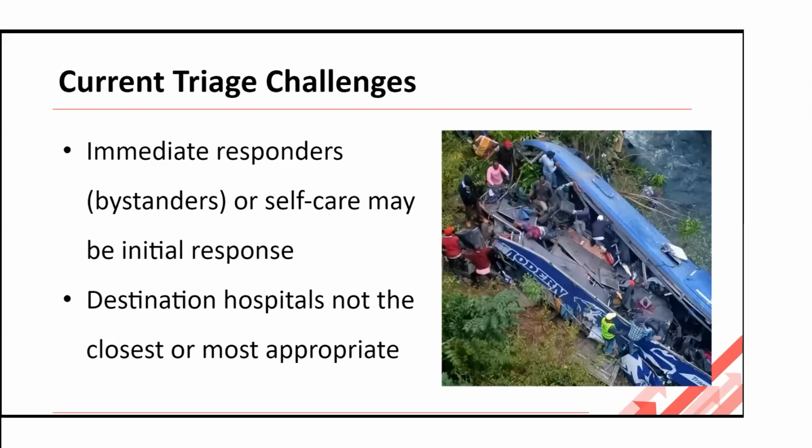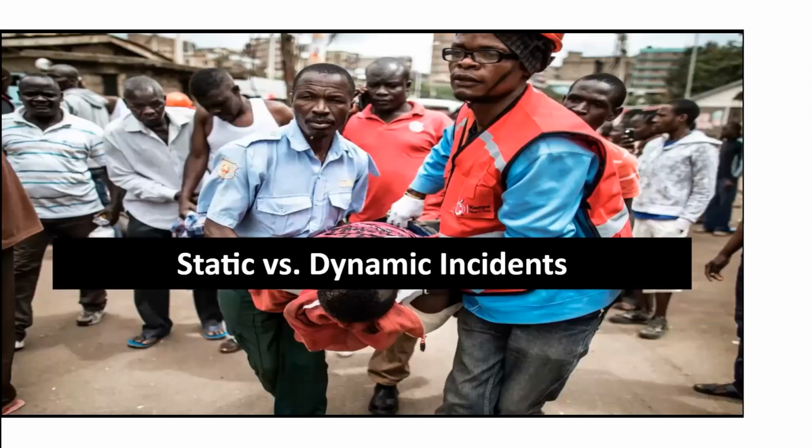So quickly, let's look at types of incidents. Mass casualty incidents can easily be categorized as either static or dynamic. How you respond to these incidents determines what exactly you will prioritize and how you will work. So what is a static incident, and what is a dynamic incident?